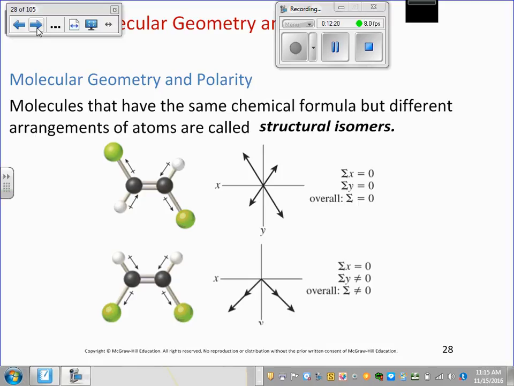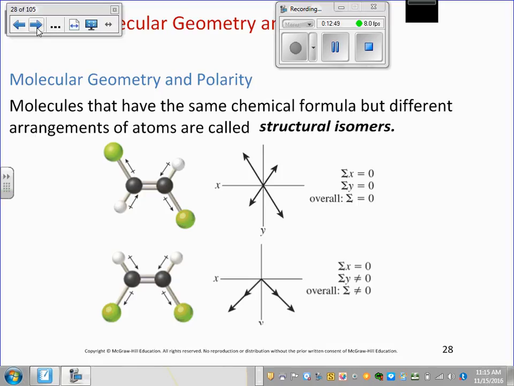Here we have what are called structural isomers. You can see one at the top has, let's say, the white balls on opposite sides of the double bond, and on the bottom they're on the same side. So those are actually 2 different compounds. But the one on the top, everything cancels out, so it's nonpolar. The one on the bottom doesn't cancel out, so it's polar.